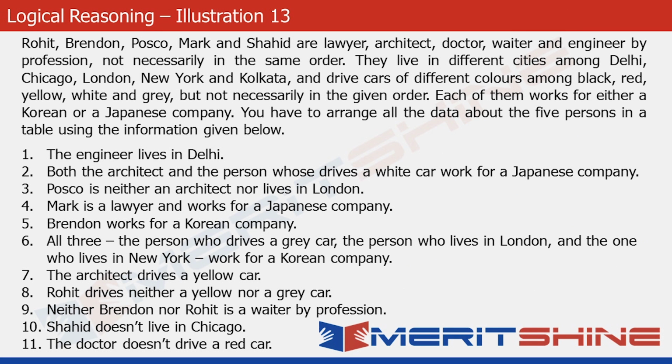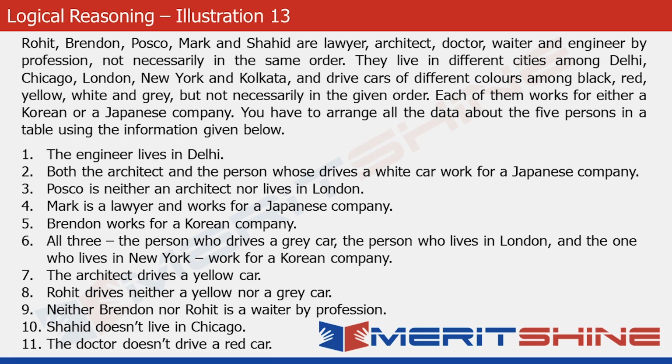This problem talks about 5 people who are in 5 different professions and stay in 5 different cities. Even the colors of the cars that they drive are different, and each of them works for either a Korean or a Japanese company. Now we need to tabulate all this data with the help of the 11 statements given in the problem. Now you should pause the video here for some time and attempt the question. Go back to the video once you are done with it.